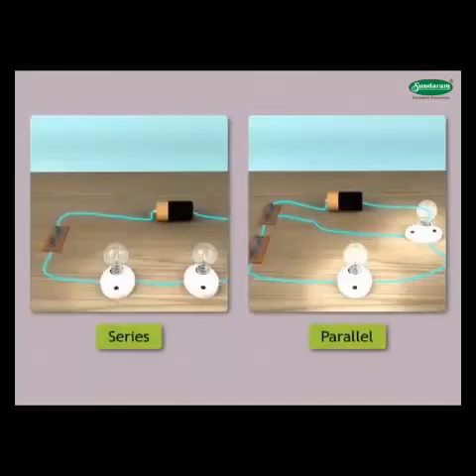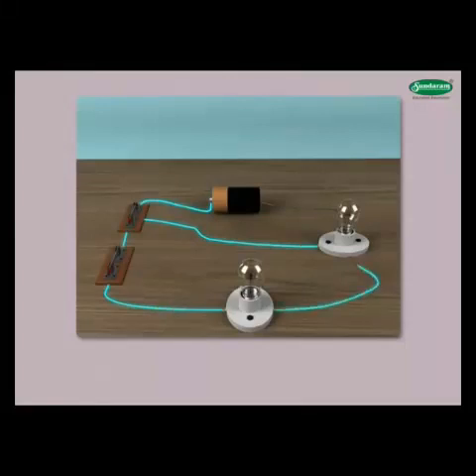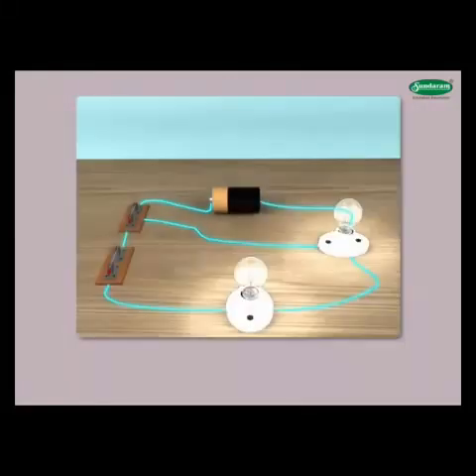Think, in which arrangement will the bulb be brighter? Why? The bulb will be brighter in parallel arrangement. In parallel arrangement, the effective resistance is less and current is more. Therefore, the bulb glows more brightly in parallel arrangement.